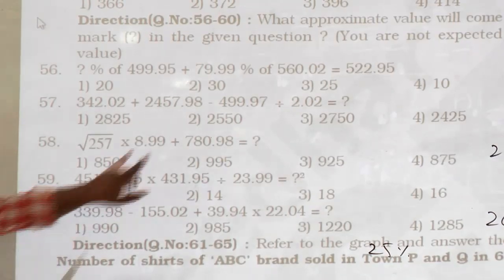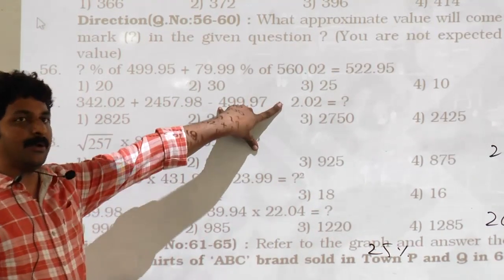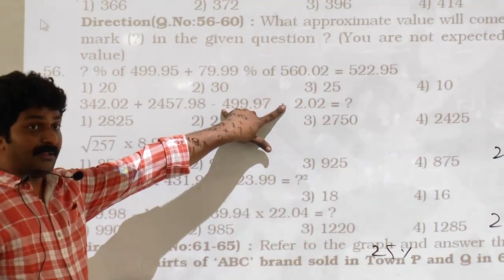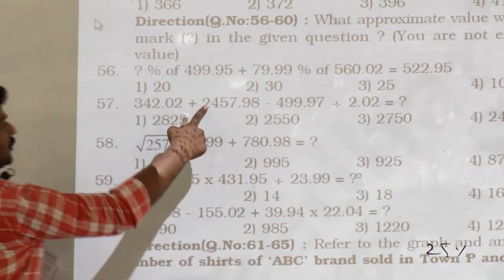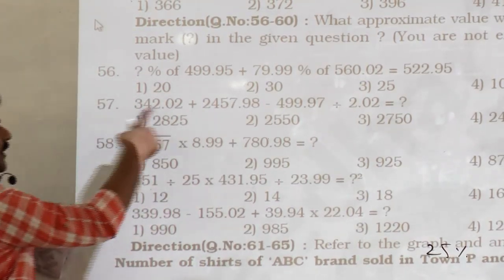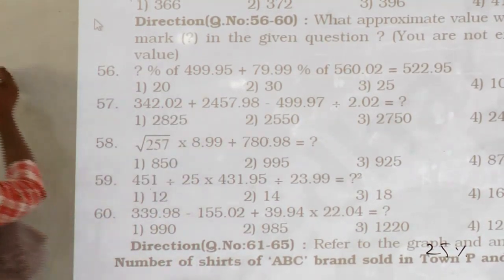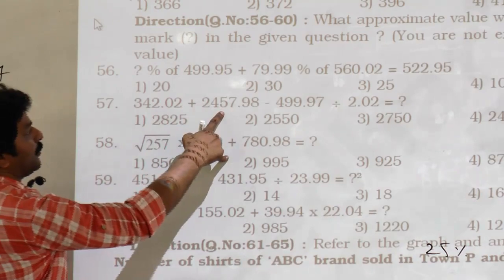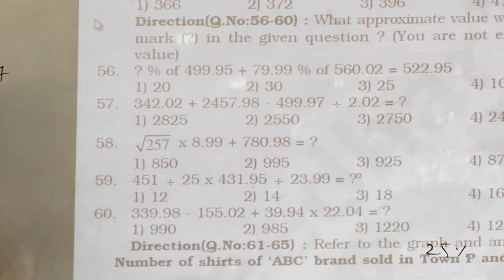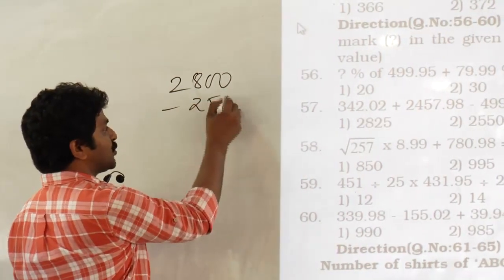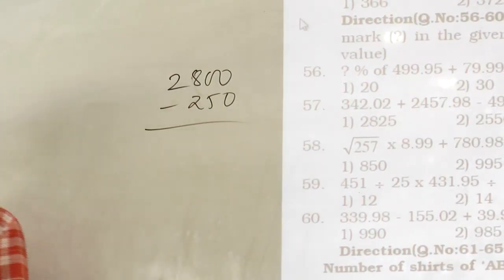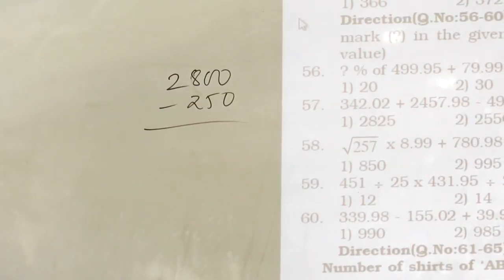Next, this is 500 divided by 2, 250. You need to subtract 250. 2000, 300, 400, 700, 42, 58, 100. So total that is 2800 minus 250, 2550. 2550.